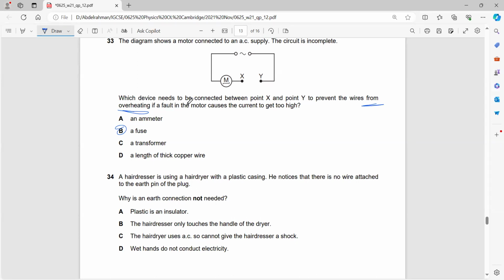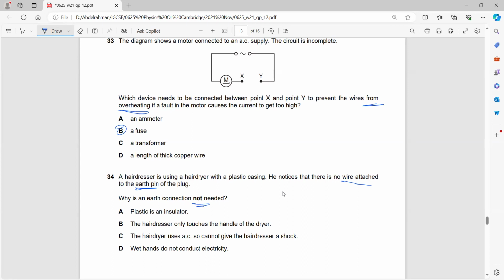A hairdresser is using a hairdryer with a plastic casing. He notices that there is no wire attached to the earth pin of the plug. So there is no earth wire. Why is an earth connection not needed?